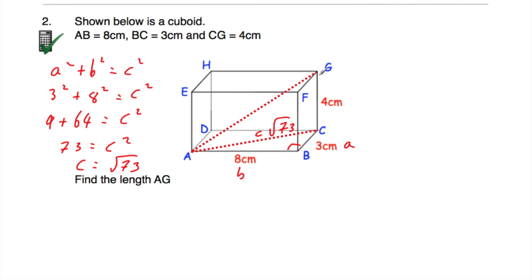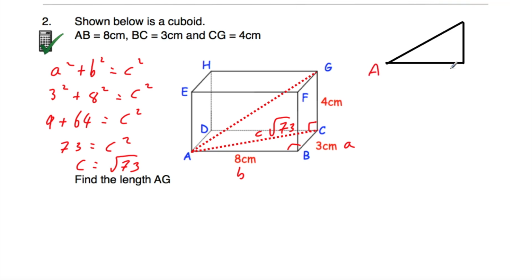Okay. So now we have found the length of AC, the length of that diagonal of the base there. Now if we have a look at the triangle ACG, that's another right angle triangle. So we've got the length of AC, that's equal to root 73. That's one of the shorter sides. We've got the length of CG, that's equal to 4 centimeters. And then we want to find the length of AG, so that's going to be the hypotenuse. So let's sketch that triangle out.